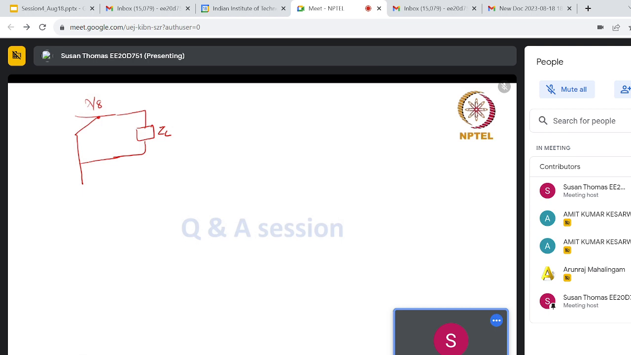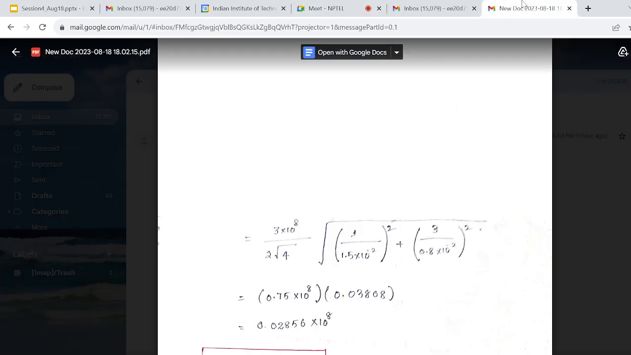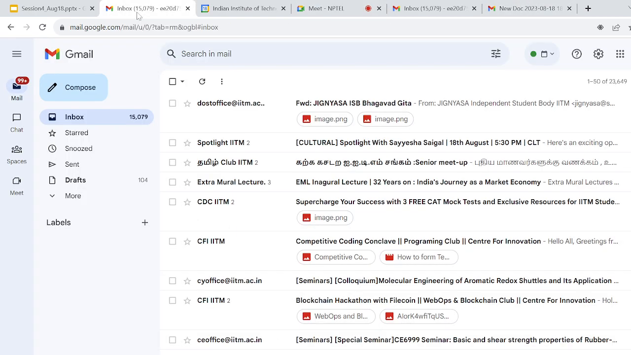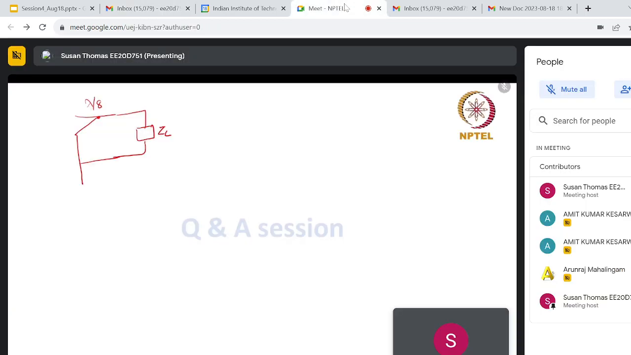Ma'am, do you have the Microwave Engineering David Pozar PDF file? It is not available in my college, that's why I need the PDF file. Okay, let me check and get back to you. If I have it, I'll share it with you at the email ID from where you sent it. I'm not sure if I have it. I have to check.